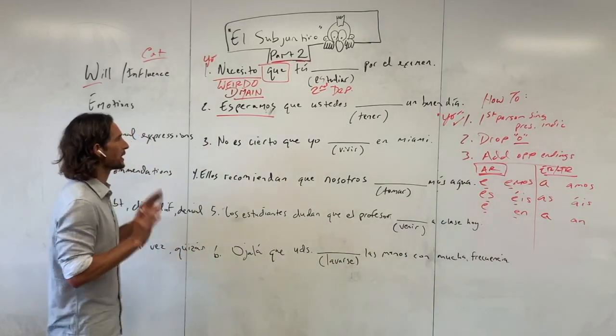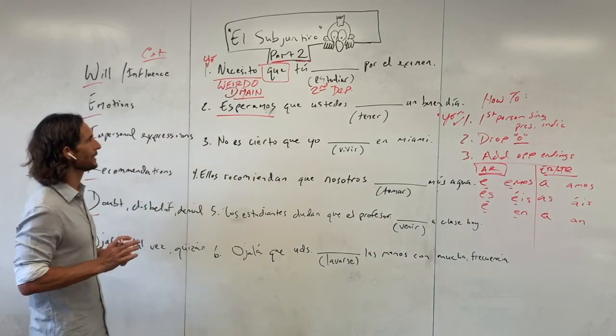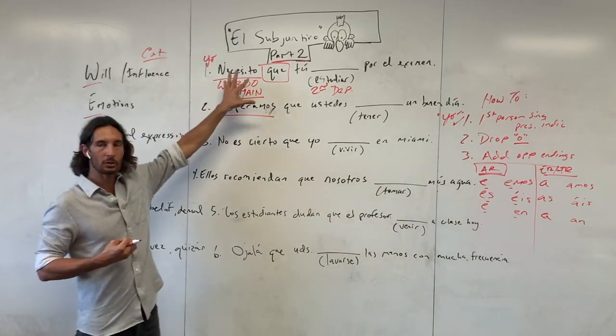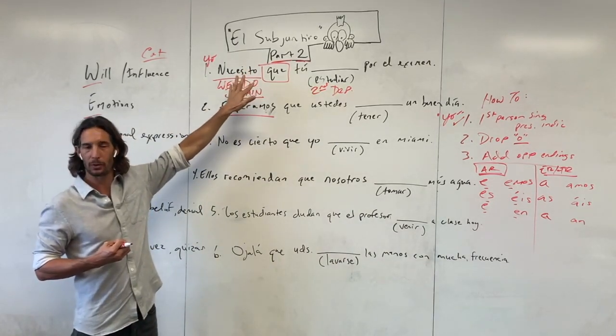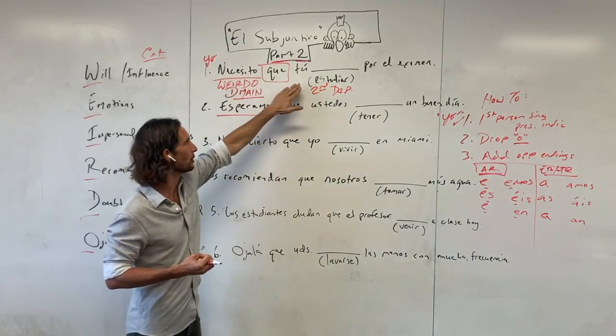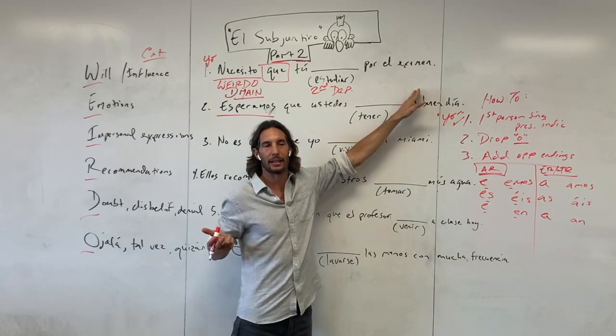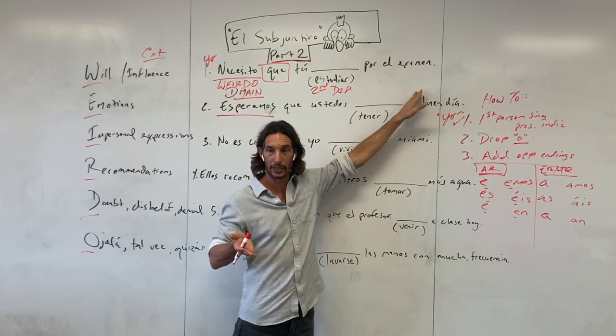And so let's just have a look at the first one here. And so we have necesito que tú blank por el examen. So I need, right, and this will sound strange in English if we translate it directly. So it's saying, I need that you study for the exam, right? That in there is, you wouldn't say that in English. You would just say, I need you to study for the exam.